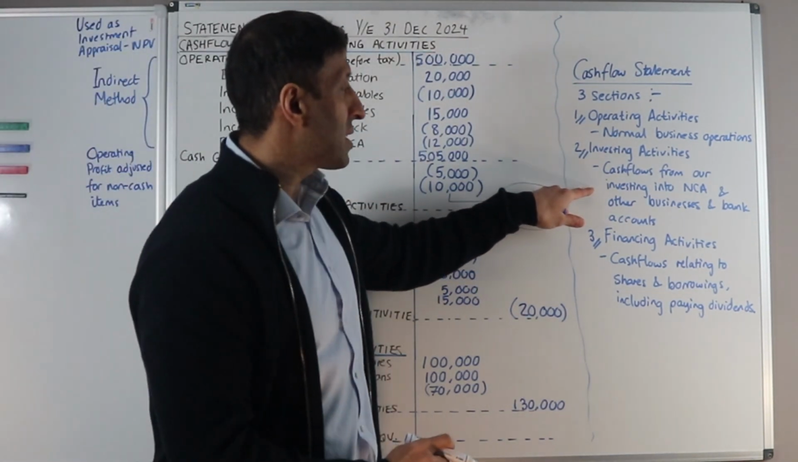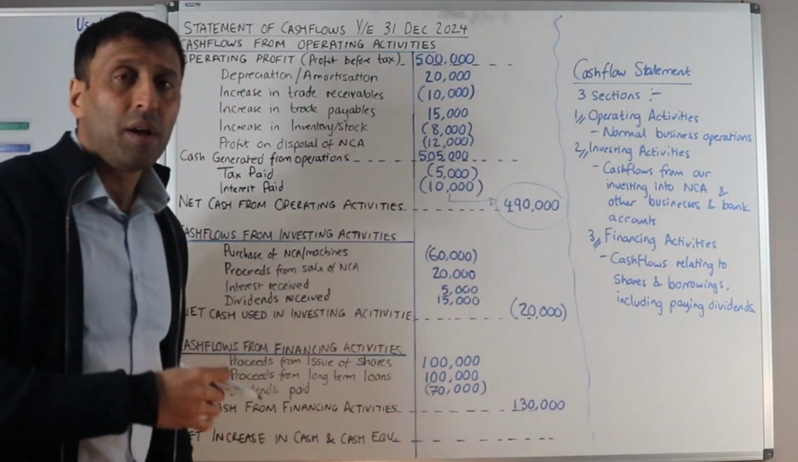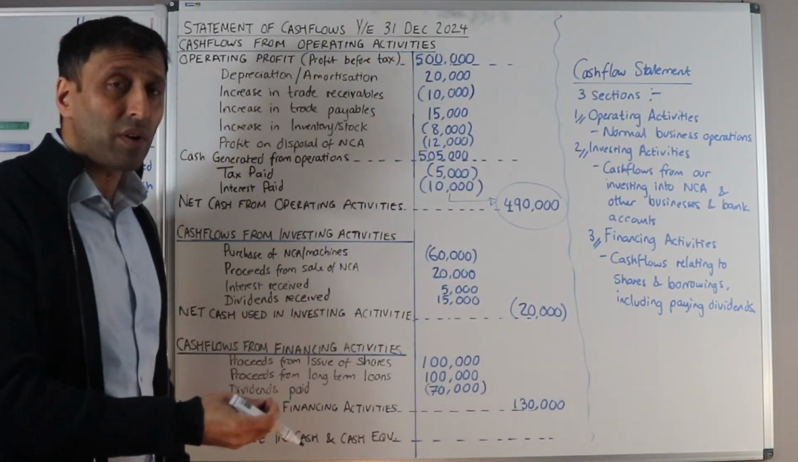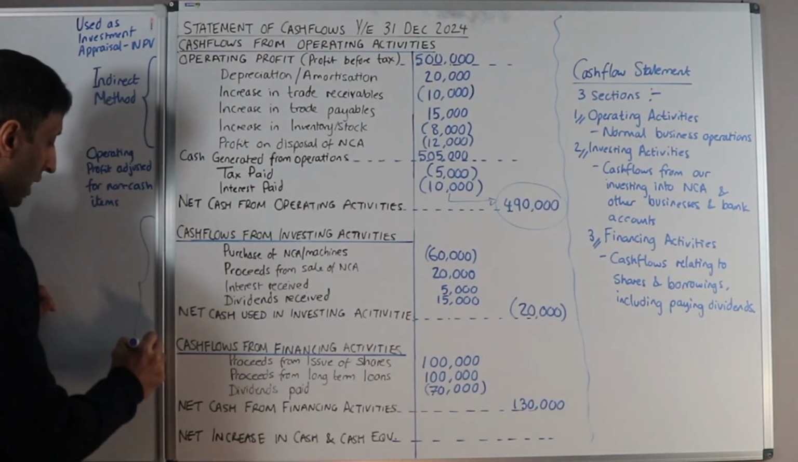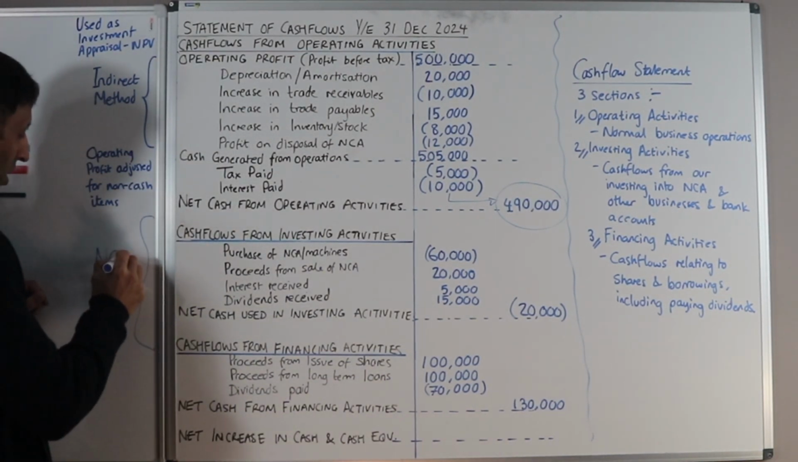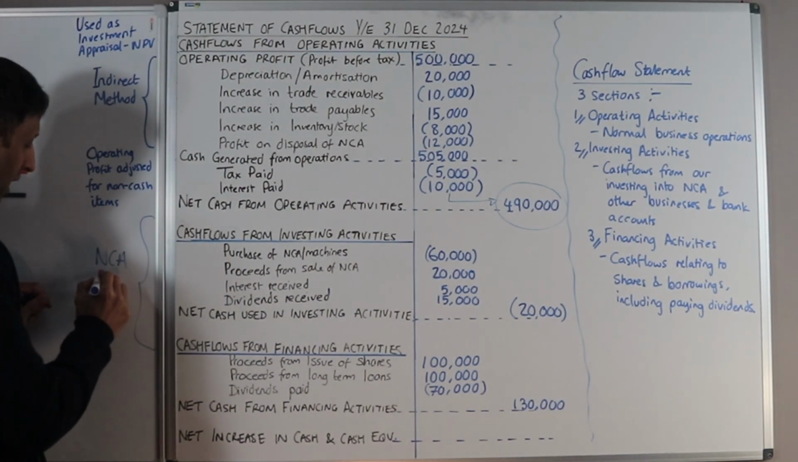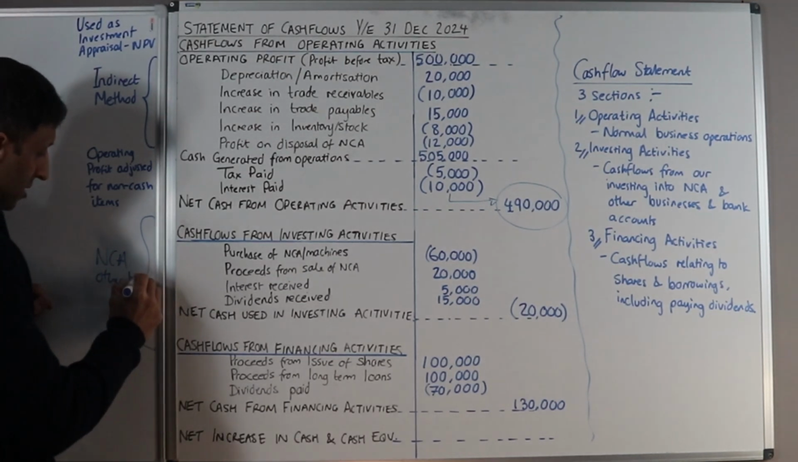As said here, investing activities, what could we invest in? Buying non-current assets or selling non-current assets, anything to do with non-current assets would go here. So you could say this is anything to do with non-current assets and investing in other businesses.